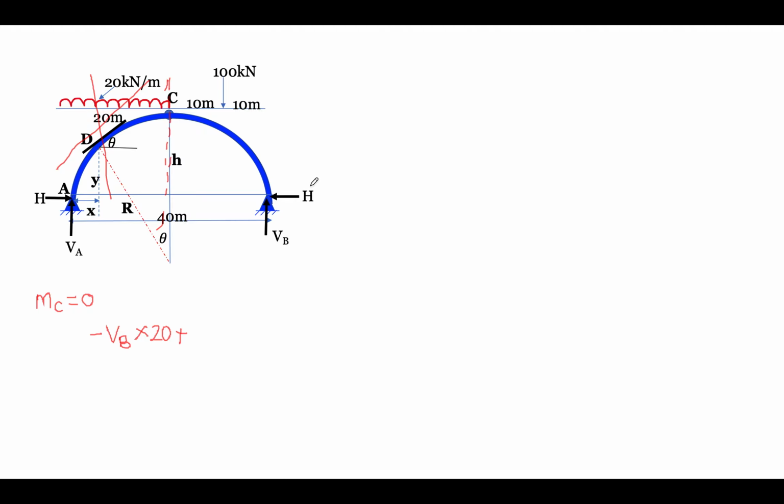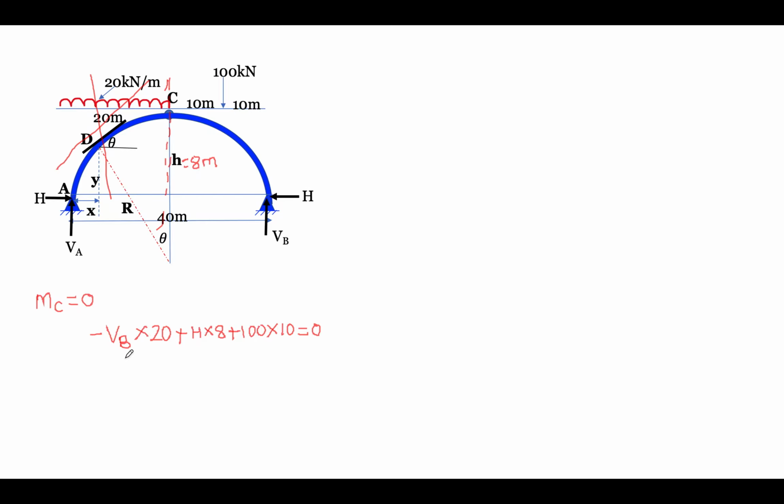Plus H is in clockwise. So H into this particular rise. What is that rise? The rise is given as 8 meter. That value is already given in the problem. So we are going to write H into 8 meter. And 100 into 10, because 100 is clockwise. So both of these are positive. So 100 into 10 is equal to 0.